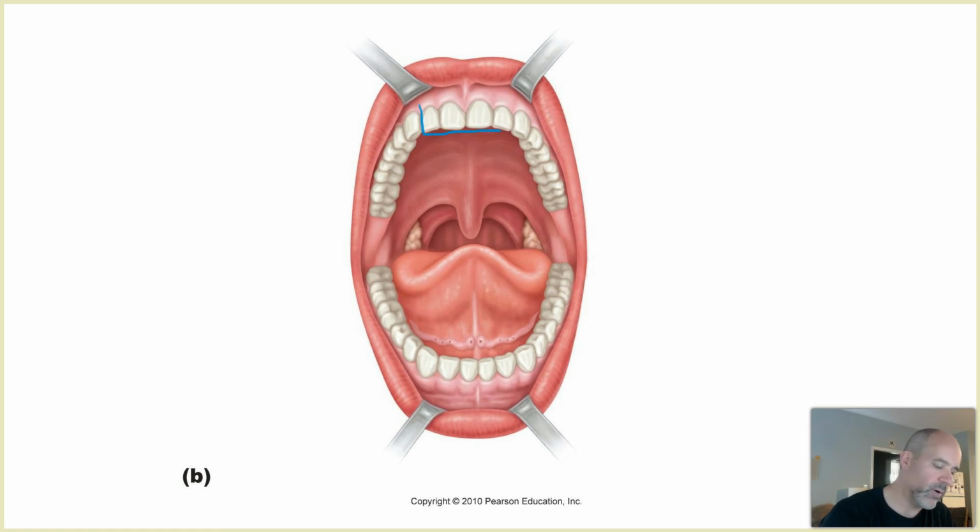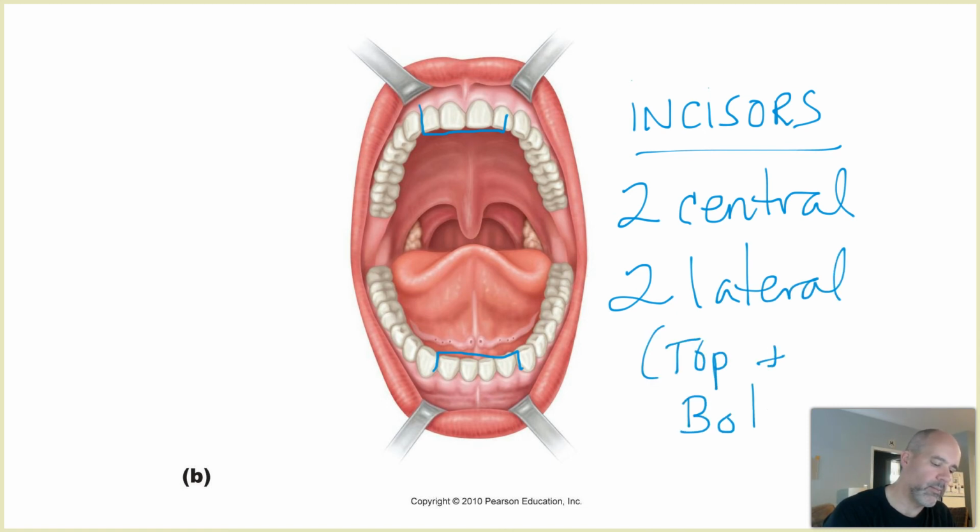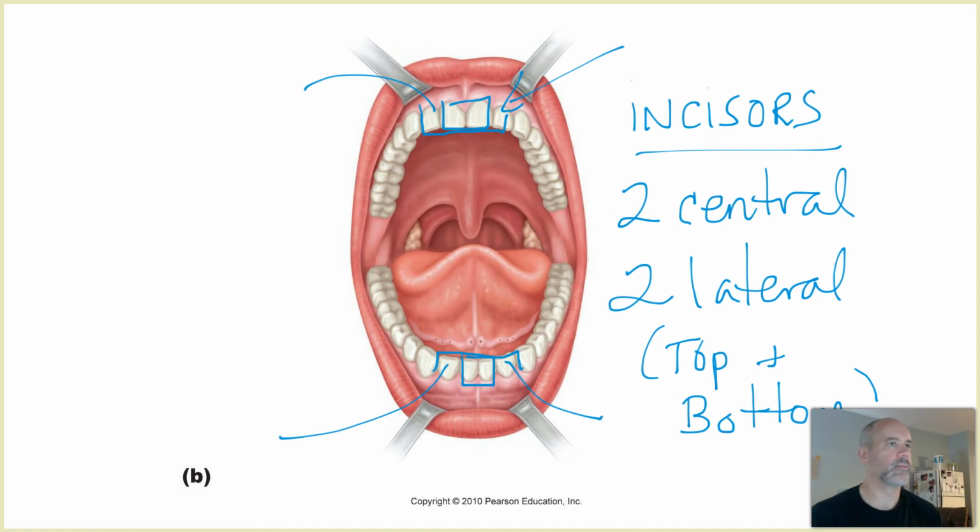And then finally, your 4 front teeth, your 4 central bottom teeth, those are called incisors. Those are cutting teeth for cutting your food. You have 2 central and 2 lateral, top and bottom, 8 in total. So these are your 2 central incisors on the top, the 2 central incisors on the bottom, and then lateral, lateral, lateral, and lateral.